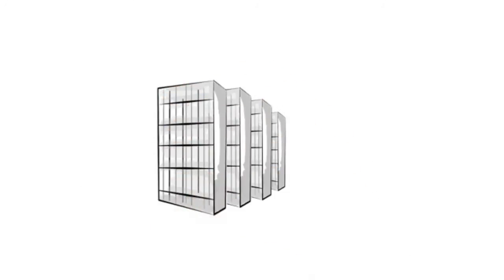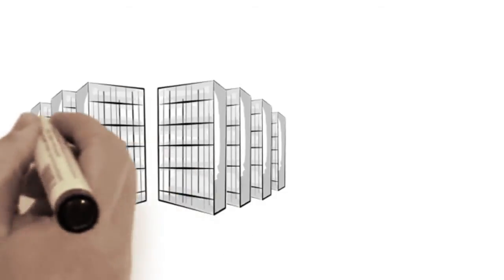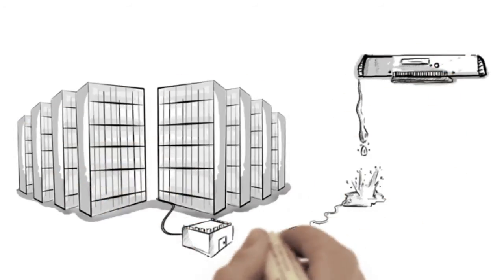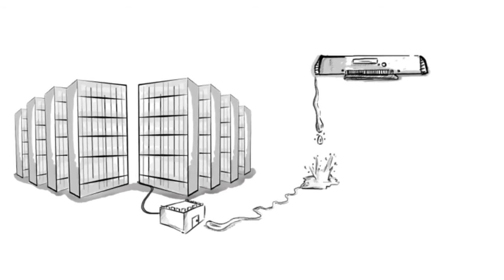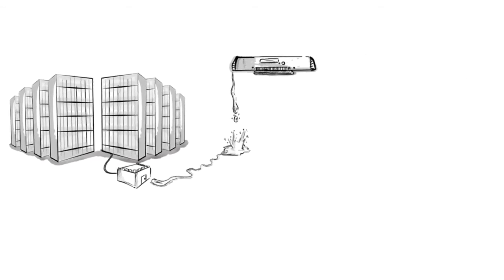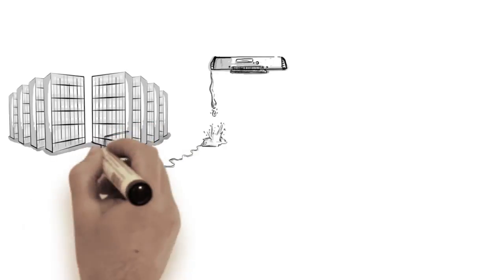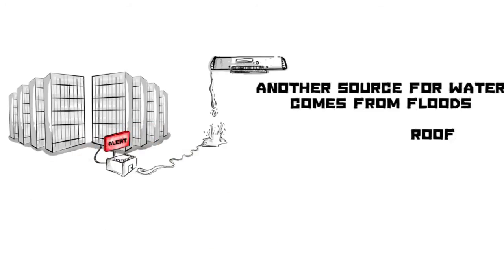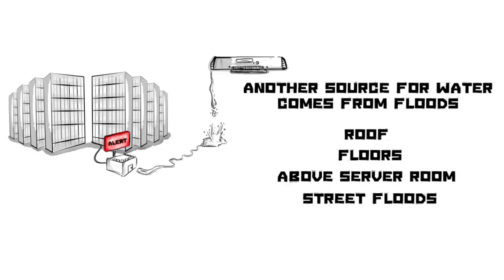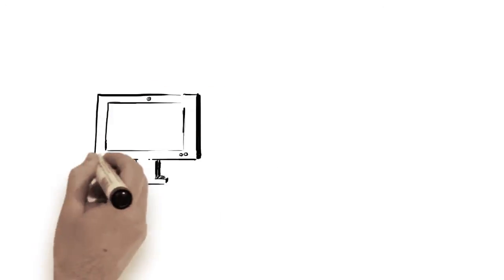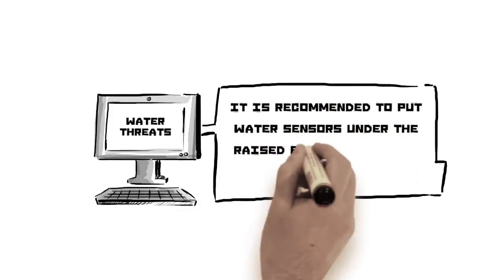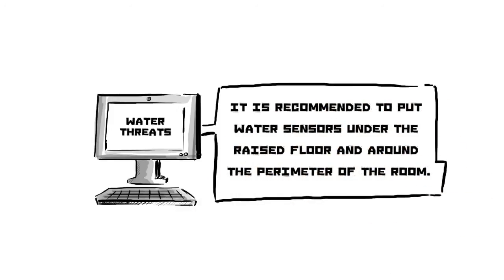Water leaks is another important environmental threat for data centers. The first source of water comes from leaking air conditioning units. A water leakage sensor should be placed under each aircon unit and under the raised floor, as water seeks the lowest point. The sensor will trigger an alert whenever water touches the sensor cable. Another source of water comes from traditional floods. To get an early warning on flooding, it is recommended to put water sensors under the raised floor and around the perimeter of the room.